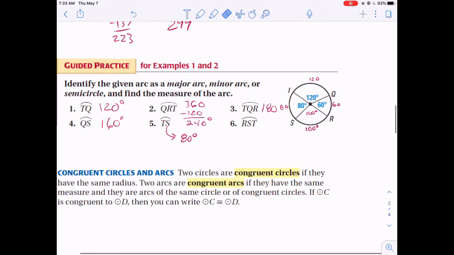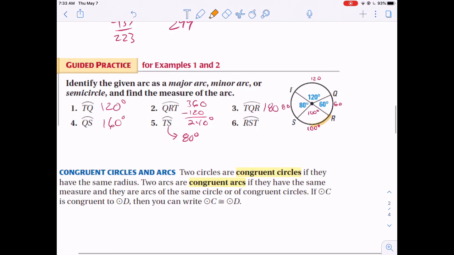And the last one they have for us is RST. So I'm going from R to S to T, and it's 100 plus 80, so that's also going to be plain old 180 degrees.